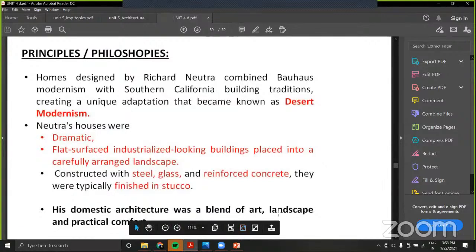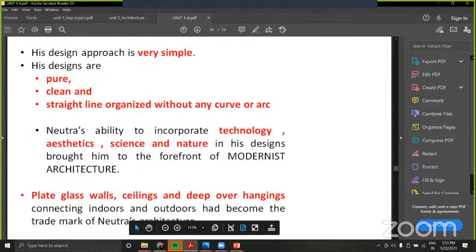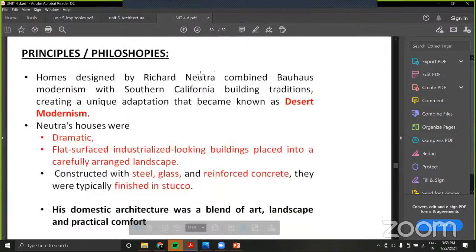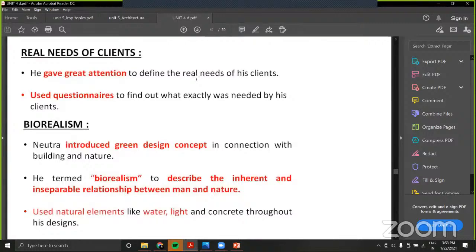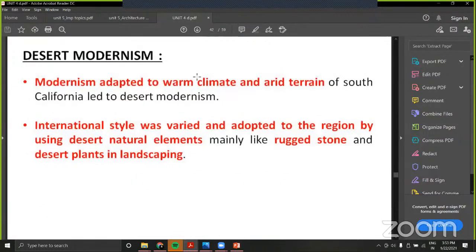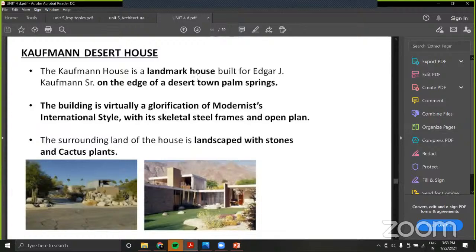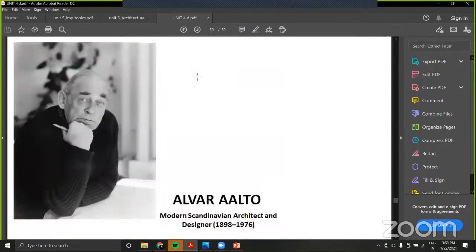His domestic architecture was a blend of art, landscape, and practical comfort. Flat glass walls, ceilings, and deep overhangs, and connections between indoors and outdoors became the trademark of Neutra's architecture. These are all common characteristics of Richard Neutra. You can just see the building and refer to all this, and this can be asked in 1 mark or 2 mark questions. I will show you an example.